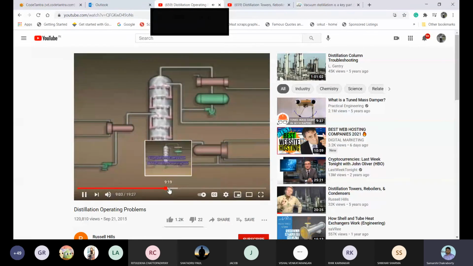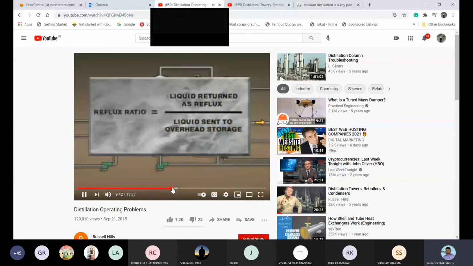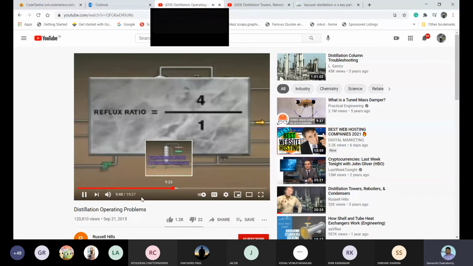In this system, the condensed liquid collects in a tank called a receiver. During startup, all of the condensed liquid is pumped back to the top of the column as reflux. The remainder is routed to overhead storage. The ratio is known as the reflux ratio. For example, if 4 times as much liquid is returned to the column as is sent to overhead storage, the reflux ratio is 4.